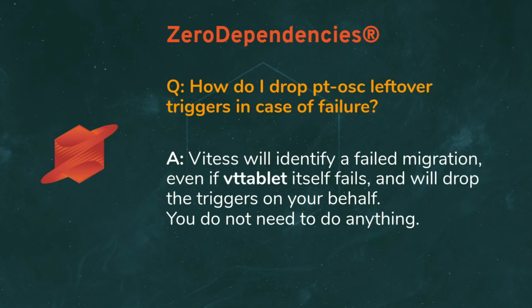How about a PD on a schema change migration that fails, and we have those leftover triggers, which are a disaster for our performance. So good news is that Vitess will take care of those. When the migration completes, whether successful or fail, Vitess will just make sure that the triggers are dropped. In fact, VD tablet itself can fail, and still Vitess will figure things out and drop the triggers. You don't need to do anything.